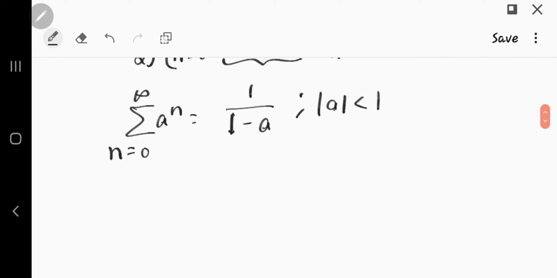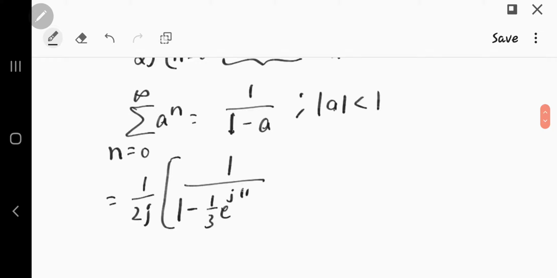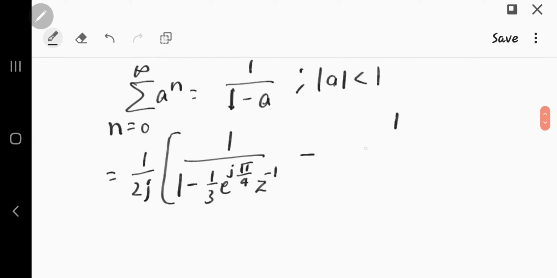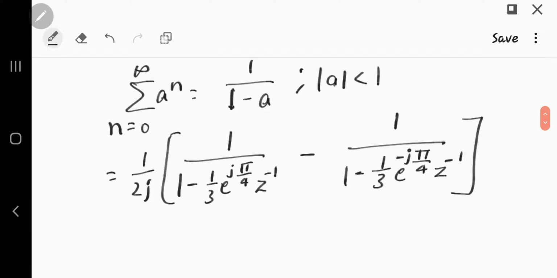So we'll apply this. What we get is 1 by 2j into 1 divided by (1 minus 1 by 3 e power j pi by 4 z inverse), this is the first one, and minus 1 divided by (1 minus 1 by 3 e power minus j pi by 4 z inverse), and here it is minus j, not plus j. Okay, so this is the simplified version.